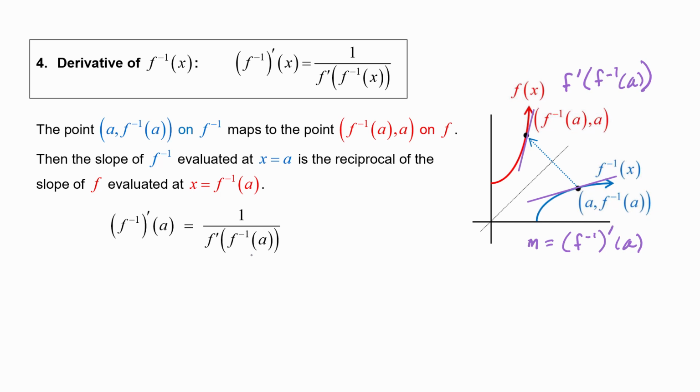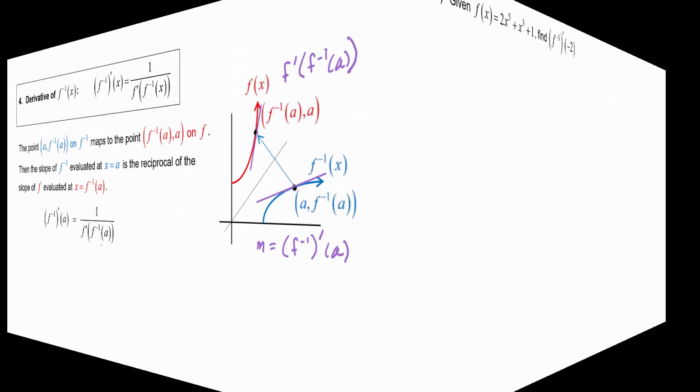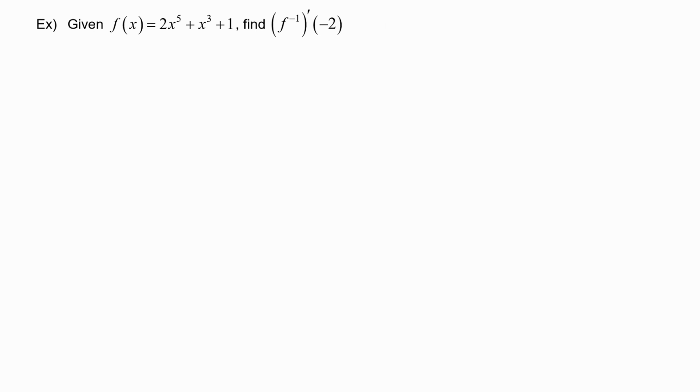I think one of the best ways to help you understand this is to work through a concrete example here. In this example, we are given f of x is equal to 2x to the fifth plus x cubed plus 1, and we have to find f inverse prime of negative 2. So think about what this means. We have to find the slope of f inverse at x equals negative 2.